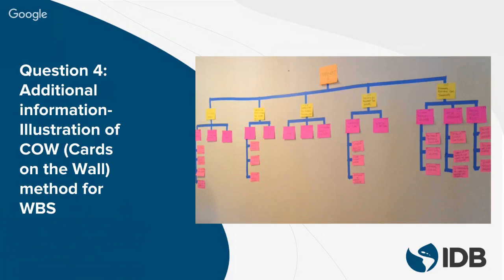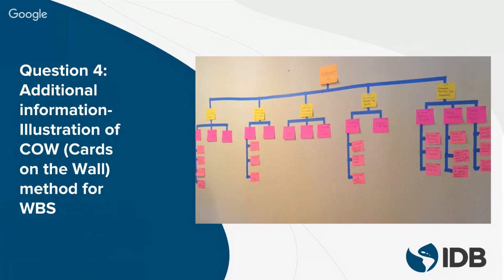Okay, and you see that this project has 5 different components. So it's broken down into 5 different components. Let's say that you would have a team of 15 members. So you would separate the team into 5 different teams of 3 people in order to figure out and break down the components into deliverables, products, and work packages. So this is an example of the cards on the wall method in order to do a WBS.